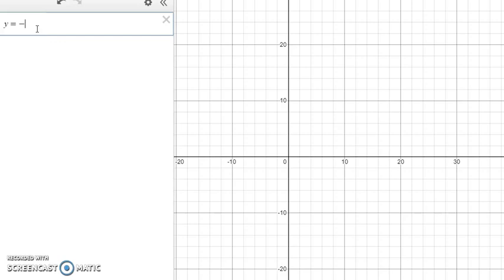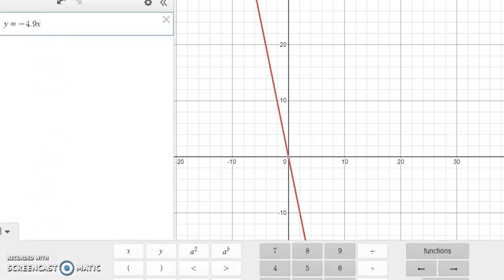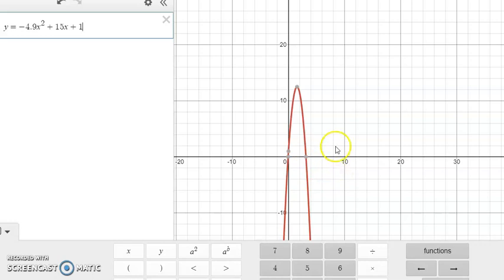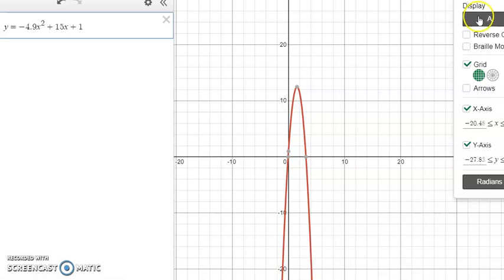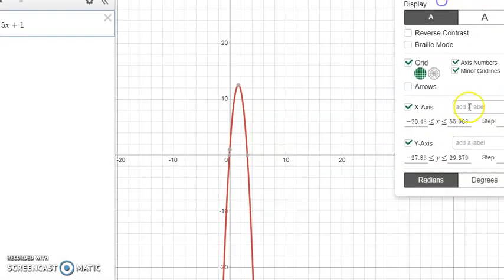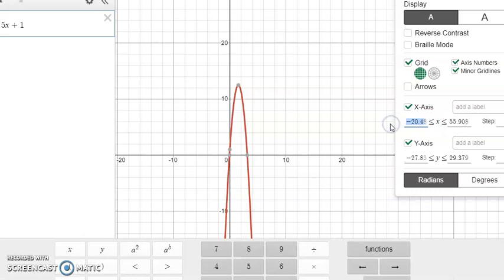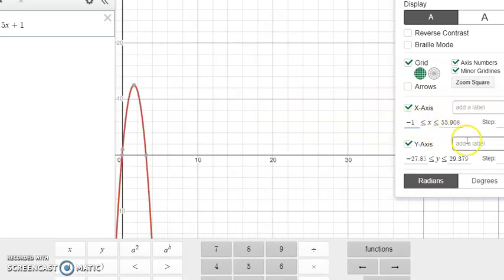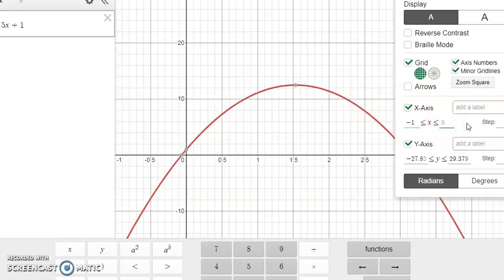Y equals negative 4.9x squared plus 15x plus 1. In the bottom right hand corner it brings the keyboard up if you want to get your squared and stuff. Remember, we don't need this big of a graph, but we can leave it like that. But if you want to change, you just go to tools and you can play around with your values. Like for our x, we don't even need the negative, so I'll just put -1 just so you can see a little bit of it. And then we only went up as high as, well, 5 is more than enough.